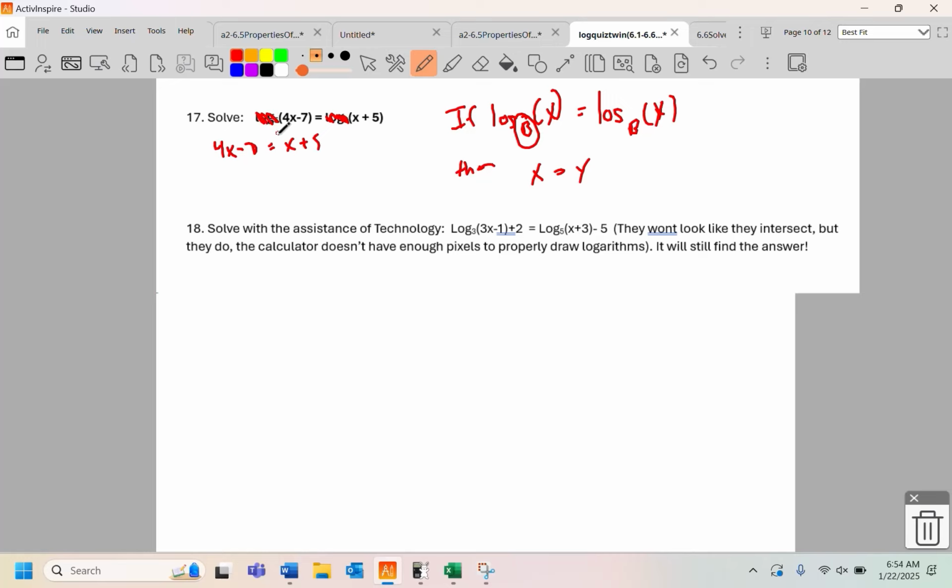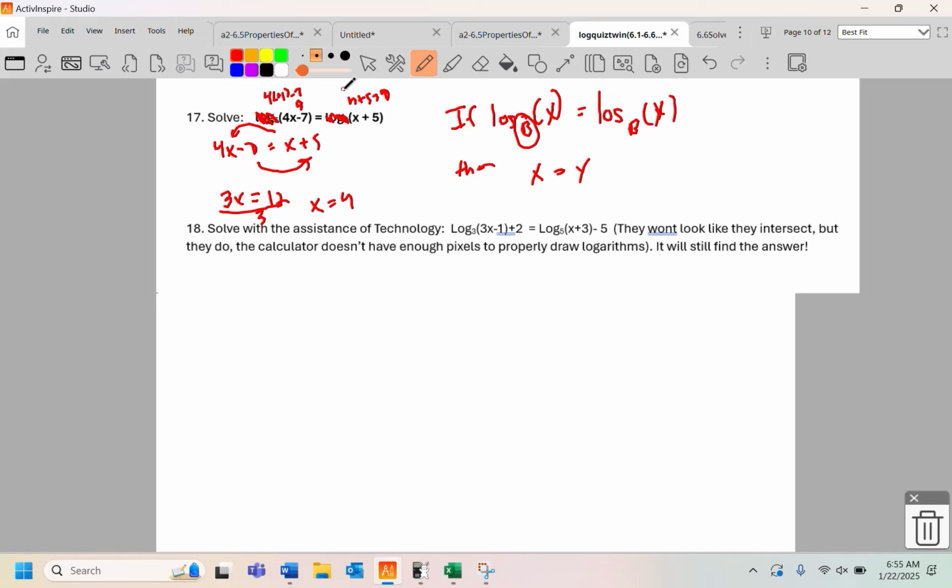All right, I do basic algebra. X is on one side, numbers on the other. 4x minus x is 3x, and 5 plus 7 is 12. And then I divide out my 3, and my x value is 4. Now, does this work? Well, if you put a 4 here, 4 times 4 minus 7 is 9. 4 plus 5 is 9. It actually says log base 5 of 9 is equal to log base 5 of 9. So yes, it does work.